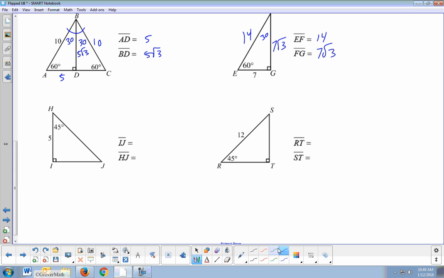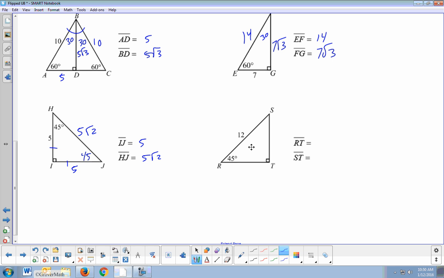All right, 45, 45, 90. Well, I know it's 45, 90, so this has to be another 45 because they add to 180. And so if this is 5, this must be 5 because it's isosceles. And the shortcut is my hypotenuse is that rad 2. So IJ is 5 and HJ is 5 rad 2.